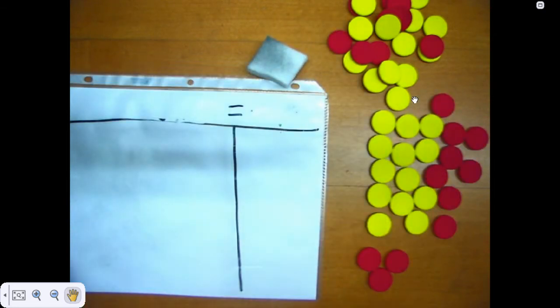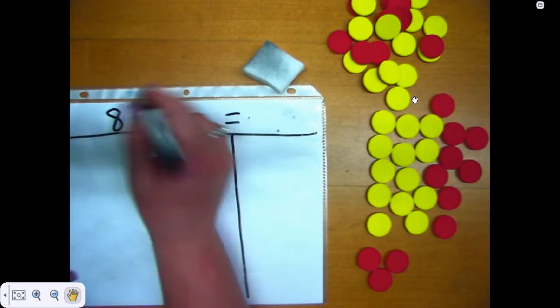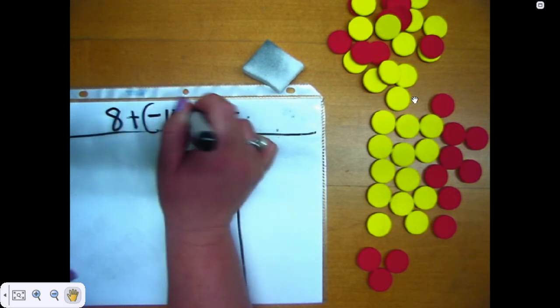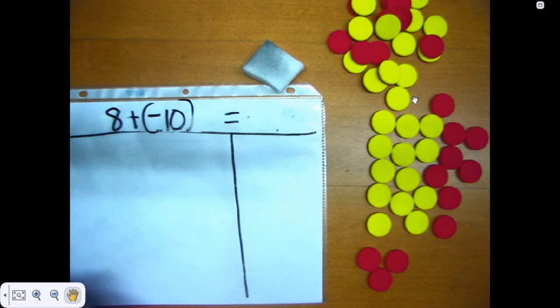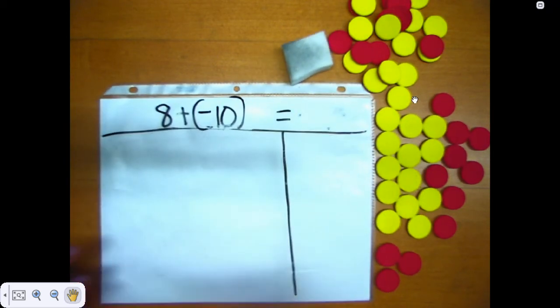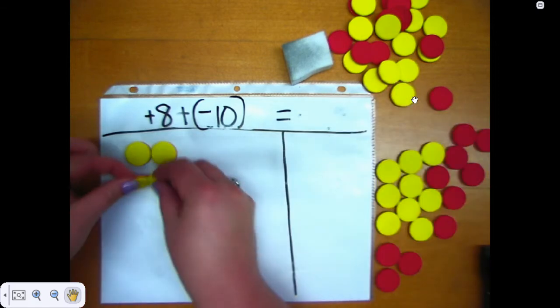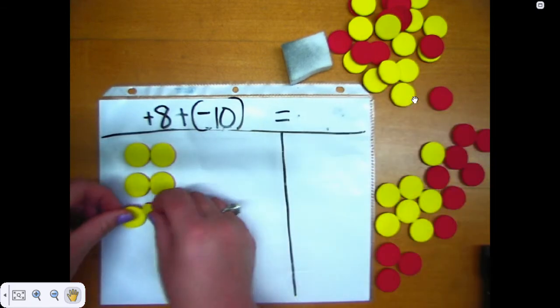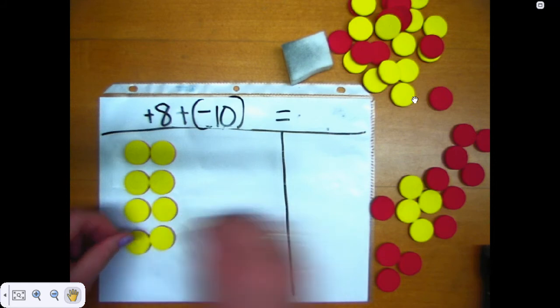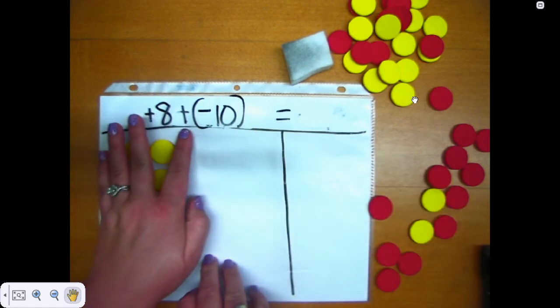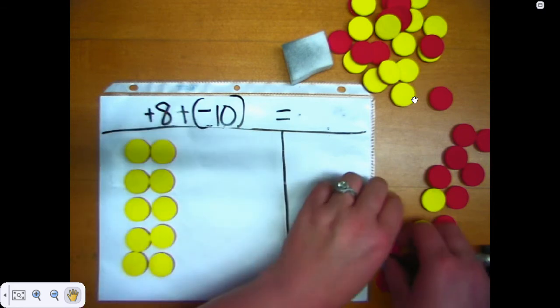This time let's do 8 plus negative 10. This really says positive 8 plus negative 10. So I have positive 8, 1, 2, 3, 4, 5, 6, 7, 8. And it says to add negative 10.